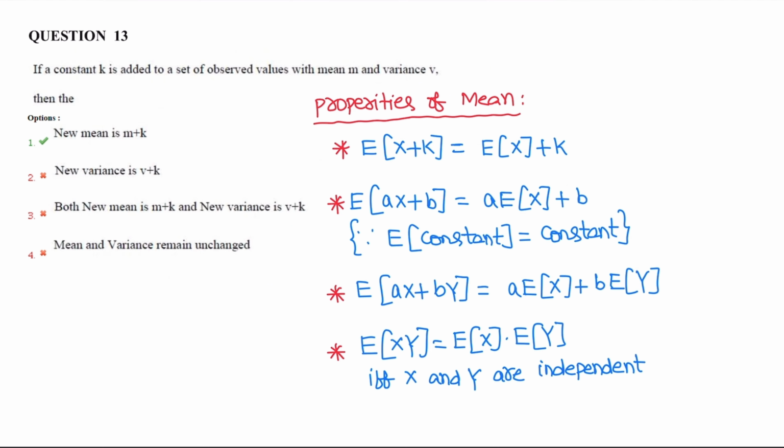Question number 13. So this is related to properties of mean and variance. Mean or expectation E of x plus k is equal to expectation of x plus k, because expectation of a constant is constant itself. Next, second property, expectation of ax plus b is equal to a into expectation of x plus b. Third property, expectation of ax plus by is a into expectation of x plus b into expectation of y. Expectation of xy is equal to product of individual means, E of x into E of y, if and only if x and y are independent.